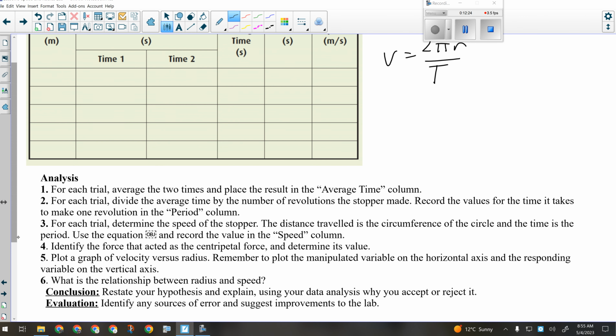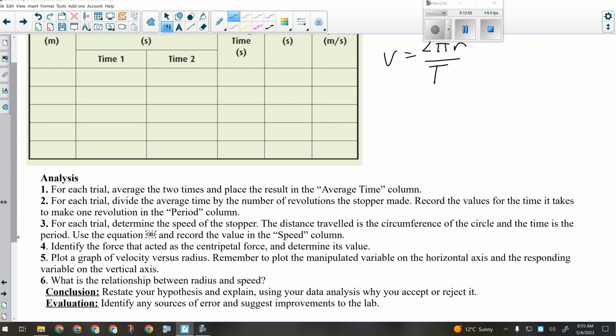Now, in the analysis, most of the analysis is just getting this chart filled in. For any analysis question that has a calculation, show me one calculation, just so I know what you did, in case something goes wrong. You don't have to show me every single calculation. For question number 1, for each trial, average the 2 times. Just show me the first one. Show me what you did. Do it the same way every time. Same thing for number 2.